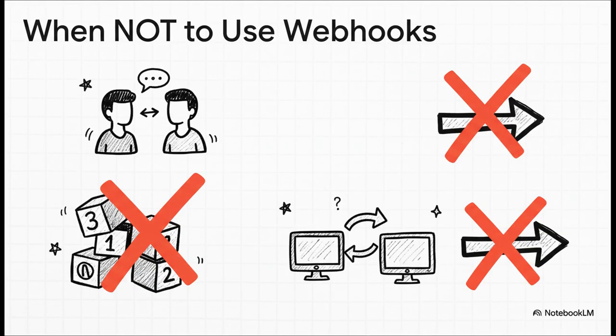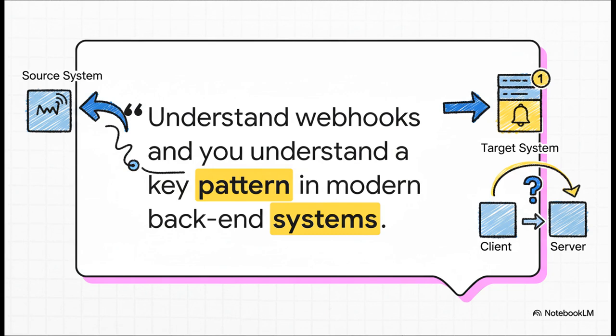But look, webhooks are not a silver bullet. They aren't the right tool for every single job. For instance, if you need an immediate answer, a classic request and response, a normal API call is way better. If you absolutely need events to be processed in a strict order without building extra logic yourself, they might not be the best fit. And if you need constant, real-time, two-way communication, then you should really be looking at something like WebSockets instead.